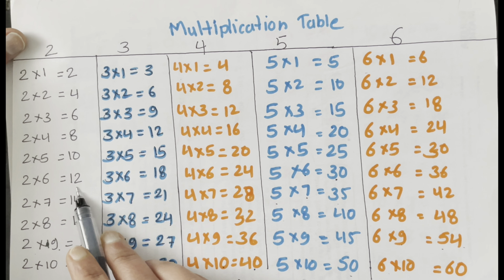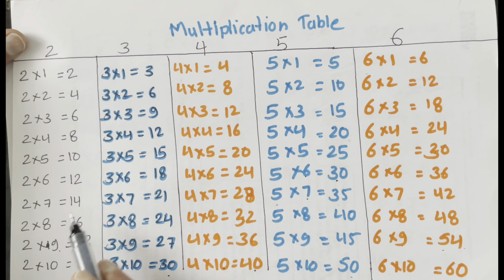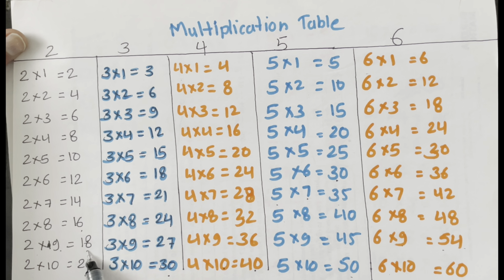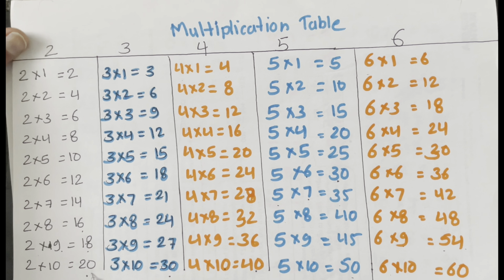2 times 6 is 12. 2 times 7 is 14. 2 times 8 is 16. 2 times 9 is 18. And 2 times 10 is 20.